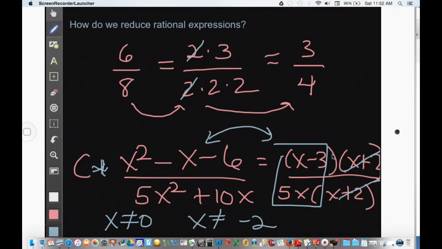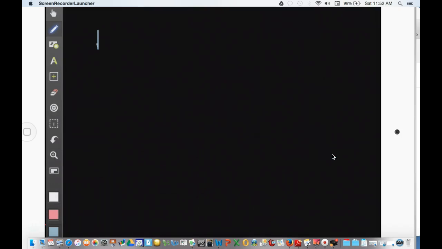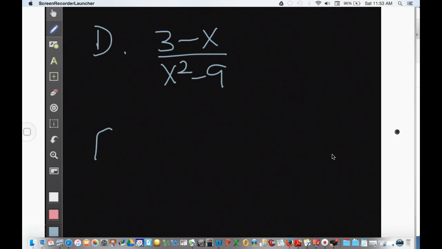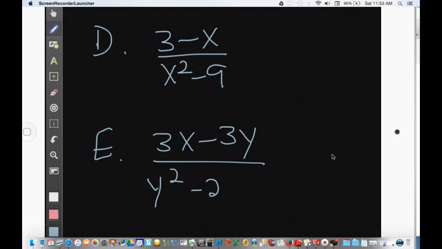With this said, I would like you in your notes to reduce the following 2 questions. First, 3 minus x over x squared minus 9. And second, 3x minus 3y over y squared minus 2xy plus x squared.